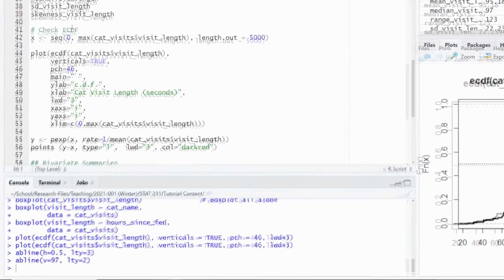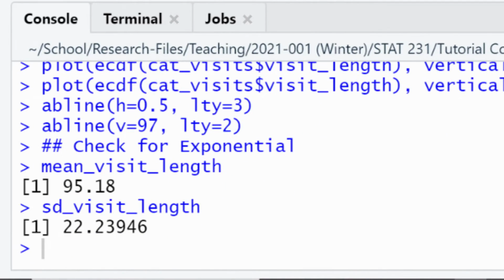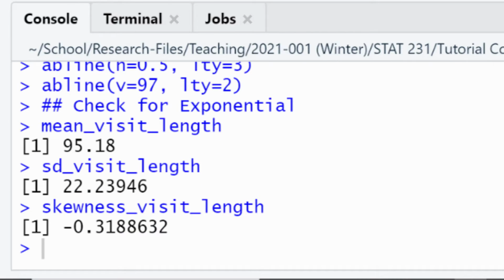In an exponential distribution, both the mean and the standard deviation are given by theta. In our sample, we observed a mean of 95.18 and a standard deviation of 22.23, which is quite different. That begins to suggest that the exponential distribution may not be appropriate. In an exponential distribution, the mean is expected to be larger than the median. Our mean is 95, which is less than our median, again giving evidence against this exponential distribution. Exponential distributions also exhibit positive skew. Our skewness was negative. So far, this is definitely not looking good for the exponential distribution.